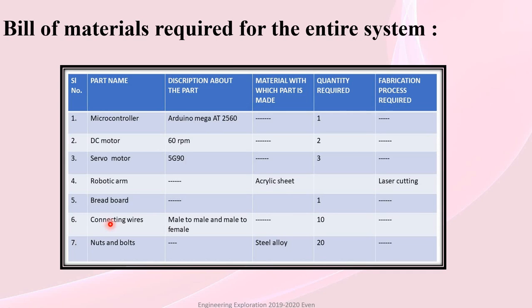Bill of materials required for the entire system of the prototype. Microcontroller, that is Arduino Mega 2560, quantity required would be 1, and DC motor with 60 RPM, quantity required would be 2, servo motor, that is toy servo, the quantity required for our project is 3, and the entire robotic arm is made up of acrylic sheet with the fabrication process required being laser cutting. 1 breadboard, connecting wires, that is male to male and male to female. This is as per the requirement of the project, and nuts and bolts as well.